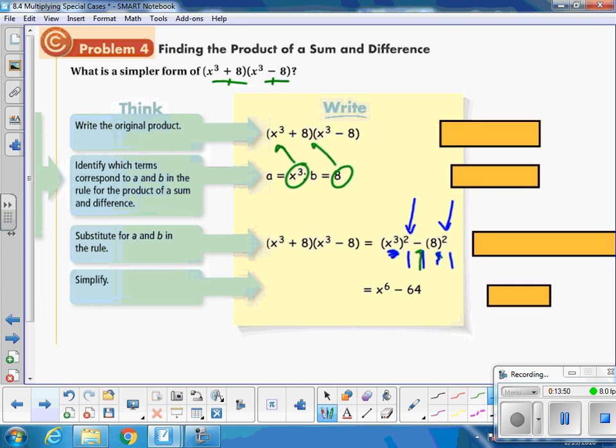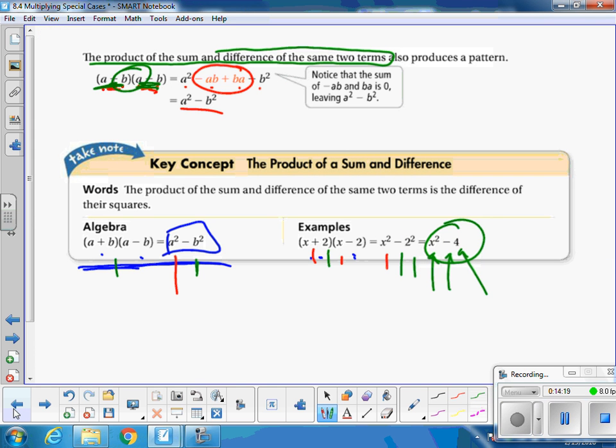Let's see what we end up with. So x to the third squared is x to the 6 minus our second term squared, which is 64. So the answer to this is x to the 6th minus 64. And it all kind of keeps coming back to that rule. Back to that rule for a second. Come back to your rule, it is a squared minus b squared.